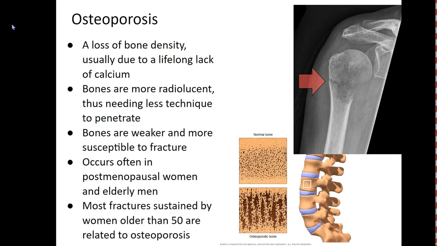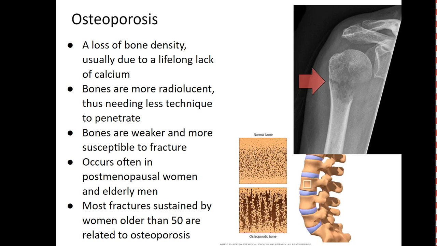Next, let's talk about osteoporosis. And you may already be familiar with this pathology, but we'll just review it here again. Osteoporosis is a loss of bone density, usually due to a lifelong lack of calcium. As a result of the loss of bone density, the bones are more radiolucent and have a thinner cortex. Remember, cortex is the outside of the bone. A decrease in exposure techniques is appropriate with osteoporotic patients.